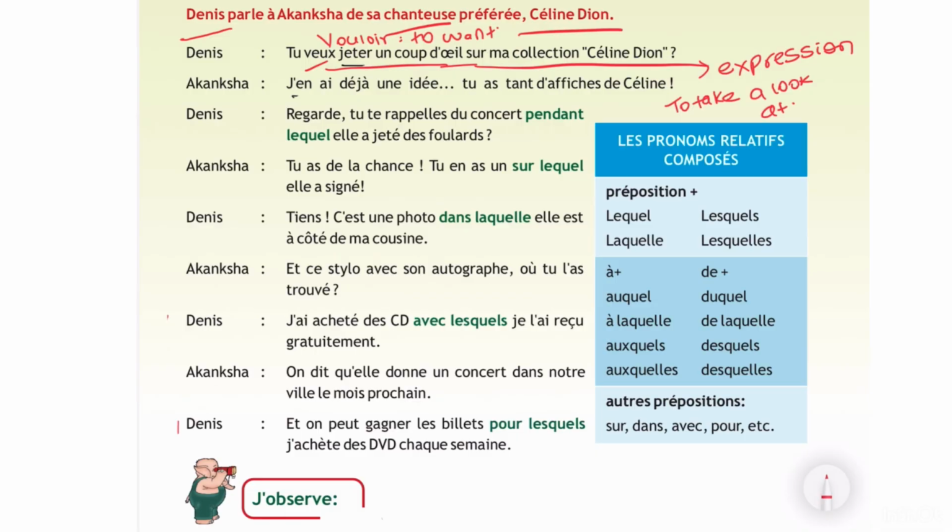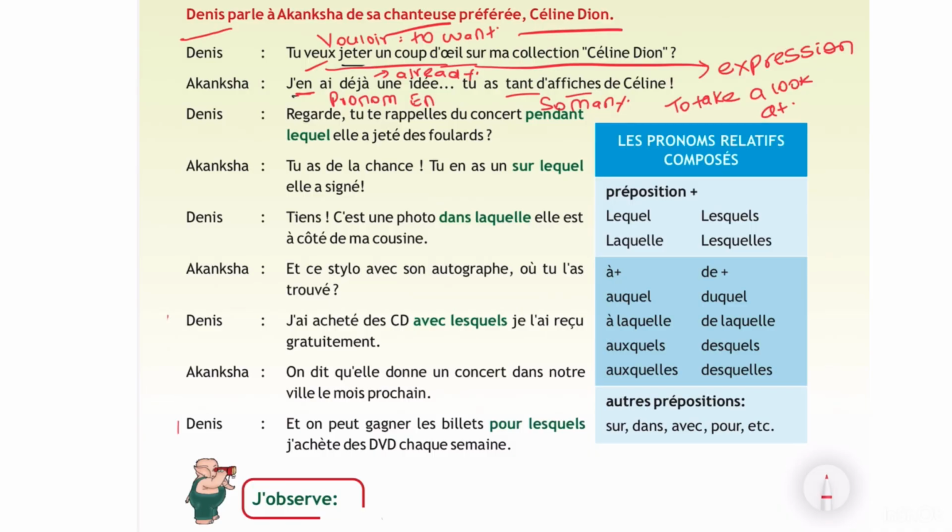So Akansha responds, j'en ai déjà une idée, tu as tant d'affiches de Céline. That is, she's like, oh, I already have an idea what your Céline Dion collection is. You have so many posters of Céline. J'en ai déjà une idée, here en is your pronoun en, and déjà means already. And tant de is basically so many, so much. Here we're talking about posters, so it is so many posters of Céline.